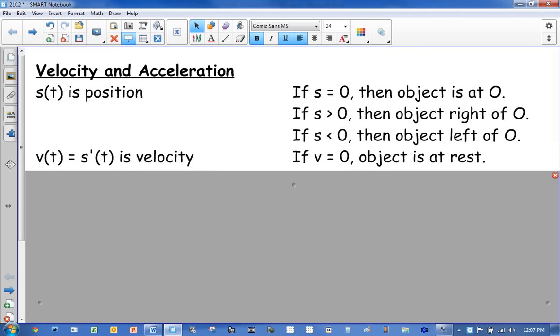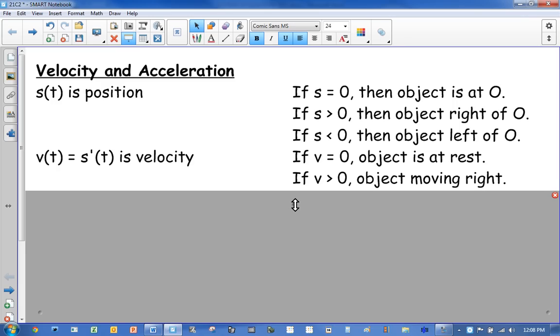So now let's talk about v, velocity, which is the first derivative of position. If the velocity is 0, that means that the object is at rest, even for a moment. That means that the object might simply be sitting still, or it might be changing direction, going from moving to the right to moving to the left. So if the velocity is 0, the object is at rest. Maybe it's for a long time. Maybe it is just for an instant.